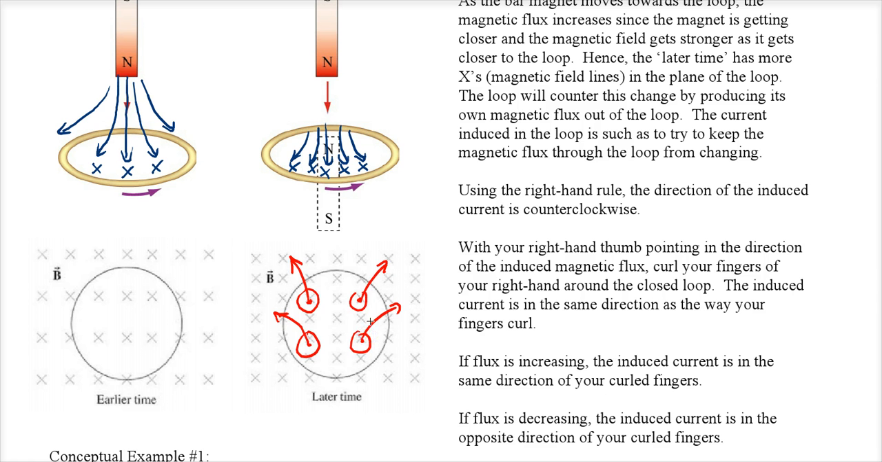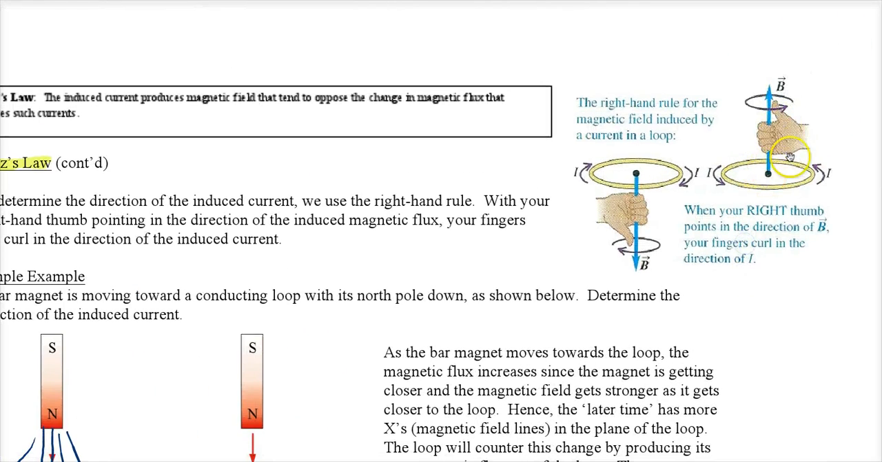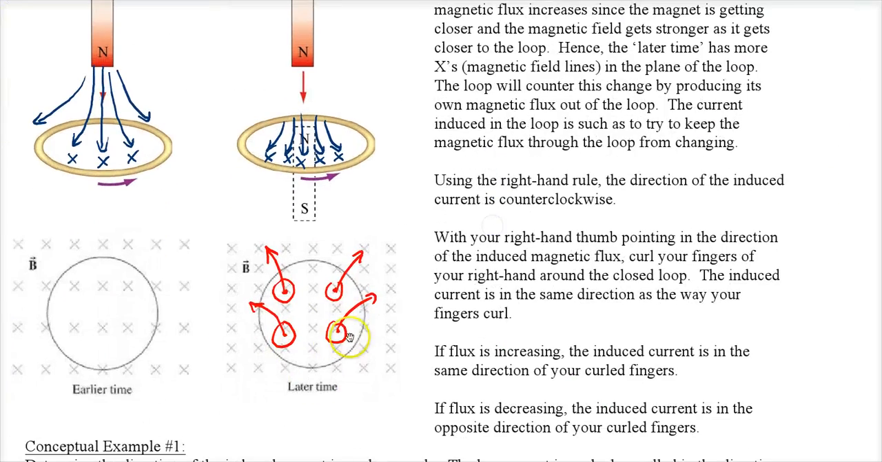And then using the right-hand rule, if you remember up here, we have our thumb pointing in the direction of the induced magnetic field that is out of the plane of the page, and my fingers will curl in the direction of the current, which is going to be counterclockwise over here. And so my current goes counterclockwise in our picture.